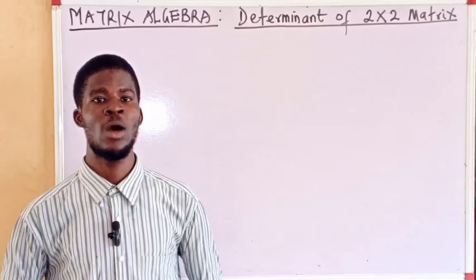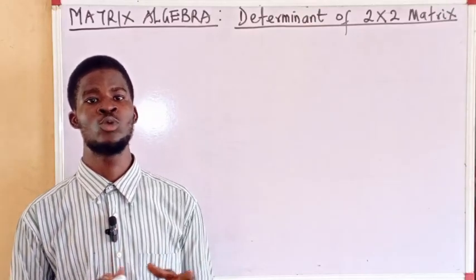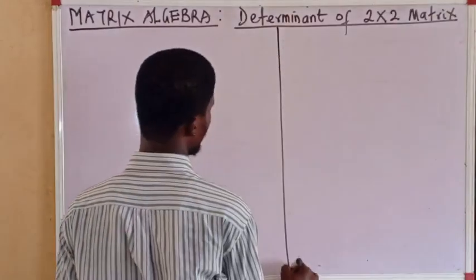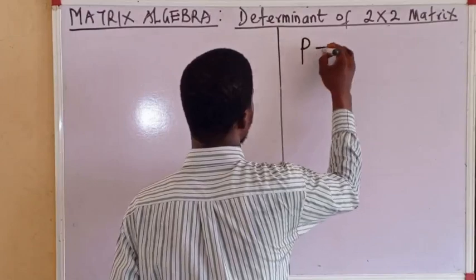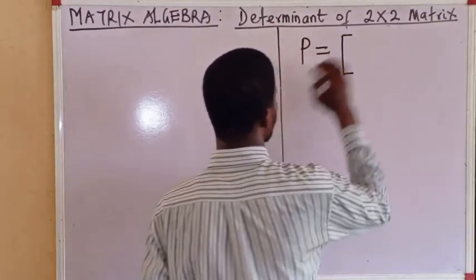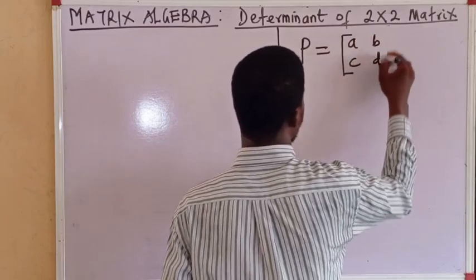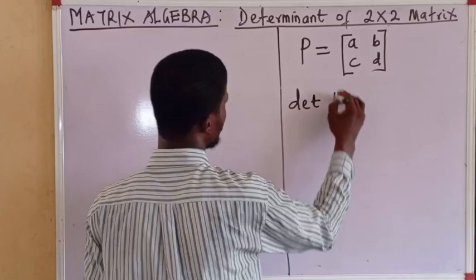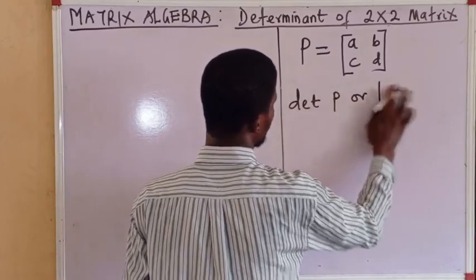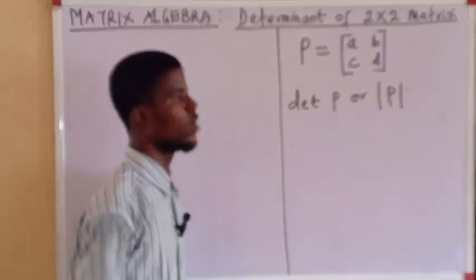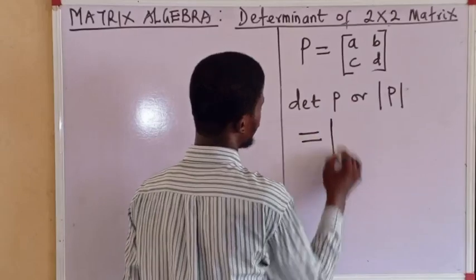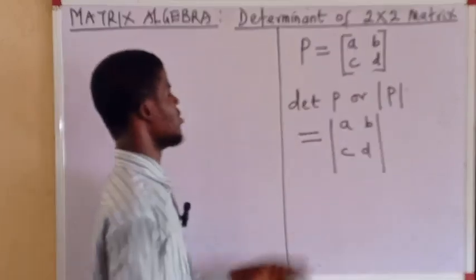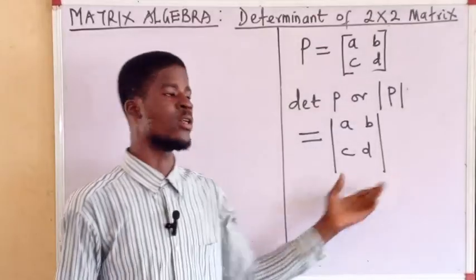In this video, we're going to talk about the determinant of a 2 by 2 matrix. All right, the determinant of a 2 by 2 matrix. If I have a matrix, let's say P equal to a 2 by 2 matrix, A, B, C, D, the determinant of P, written as det P, or the modulus of P, is equal to the determinant of this A, B, C, D. These double lines indicate determinant.